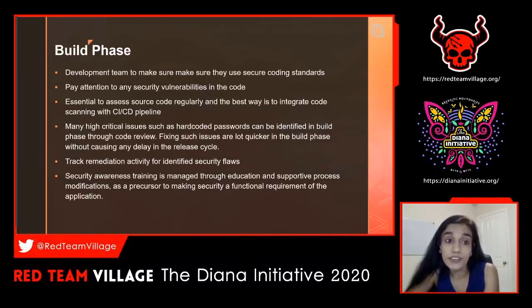Code scanning is really, really important. Many high critical issues, such as hard-coded passwords, can be identified by code scanning, right in the build phase. Such issues are fixed a lot quicker in the build phase without causing any delay in the release cycle. Fixing issues identified in the source code is really, really important because it's low-hanging fruit. You really don't want to miss it because it has a really high potential risk impact.